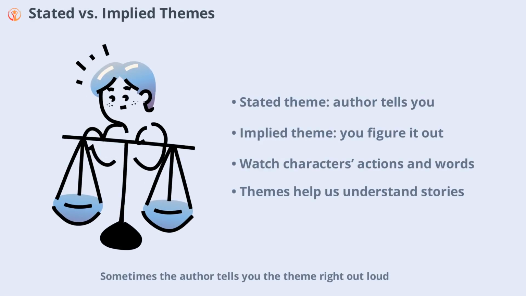Sometimes, the author tells you the theme right out loud. This is called a stated theme. Other times, you have to figure it out yourself by thinking about what happens in the story and how the characters change. That's an implied theme. For example, if a character learns to be brave, but the story never says be brave, you can still figure out that's the theme. Paying attention to the character's actions, words, and feelings will help you spot both stated and implied themes in any story you read.